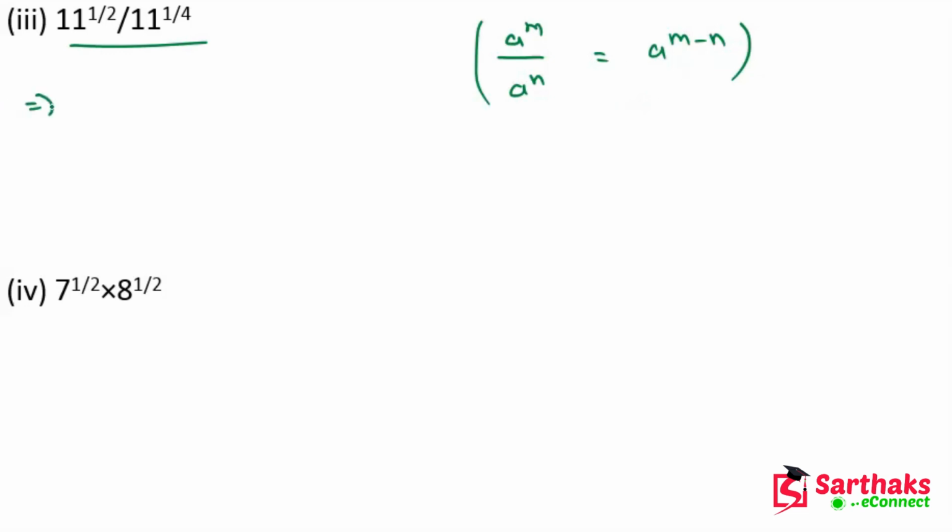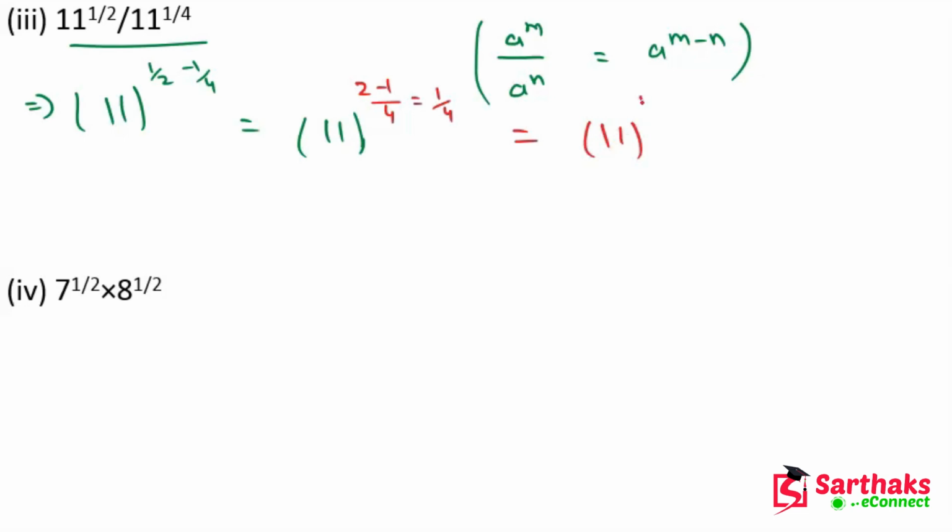So my dear friends, this will become 11 raised to power 1 upon 2 minus 1 upon 4. If we solve this, we get 4 as the LCM. So this will become 2 minus 1, which equals 1 upon 4. So the answer is 11 raised to power 1 upon 4. The result is 11 raised to power 1 upon 4. I hope, my dear friends, you understand these things. So now let's move on.